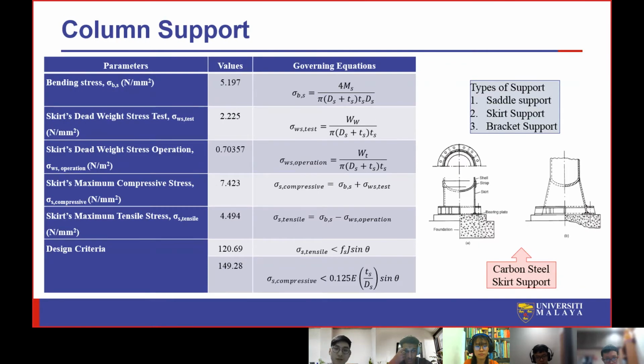The last design consideration for mechanical design will be column support. Skirt support was selected as the vessel support because the distillation column is a tall and vertical vessel. The material of construction of the support will also be carbon steel because it is cheap and has high strength. The detailed design of the support is shown in the table here. The skirt thickness design is valid because both the parameters shown in the design criteria are larger than the tensile and compressive stress.